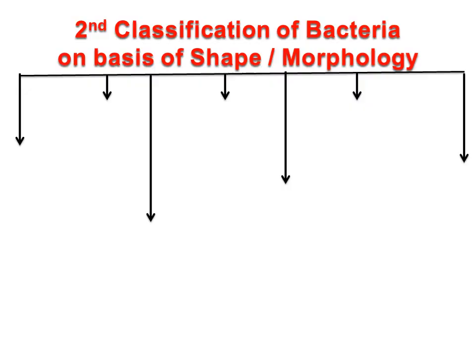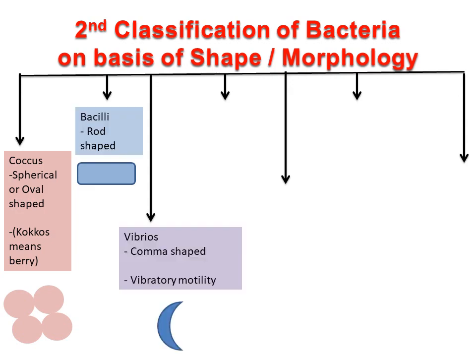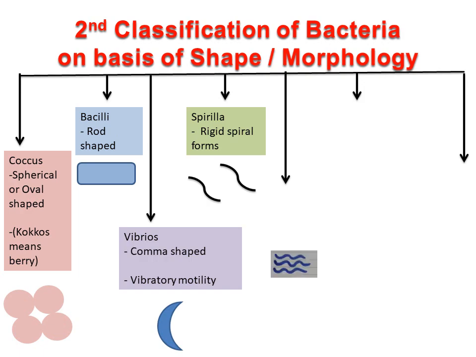Second classification of bacteria is on the basis of shape or morphology. Cocci are spherical or oval-shaped cells. Coccus means berry. Bacilli are rod-shaped bacteria. Vibrios are comma-shaped and named as Vibrio as they have vibratory motility. Spirilla are rigid spiral forms. Spirochetes are bacteria with flexible spiral shape.